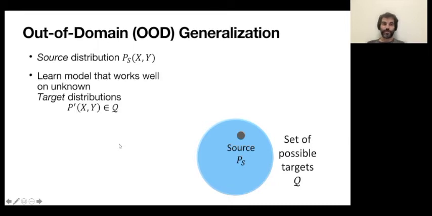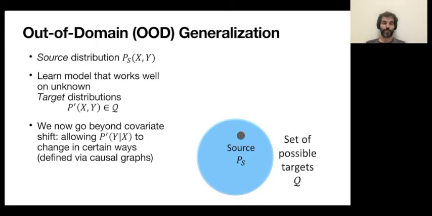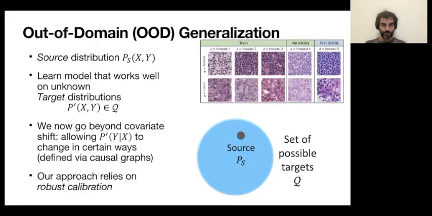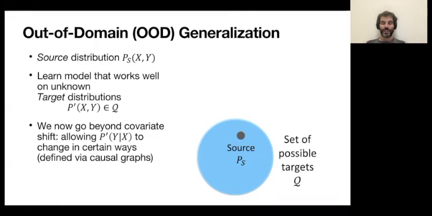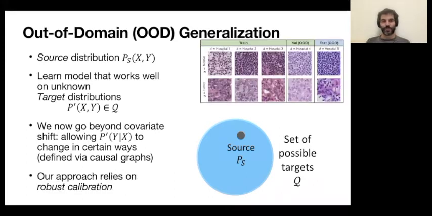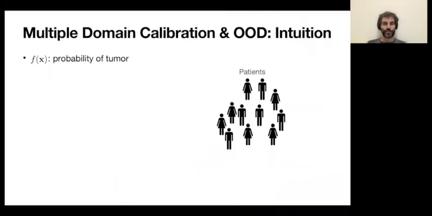So again, we have the source distribution. And again, we will have an a priori unknown target distribution, P prime of XY. So again, we're not assuming we know how it will change, but we will not allow it to change arbitrarily. We will only allow a certain type of change. And the way we define what changes are allowed is through the language of causal graphs. And what we show is that something called robust calibration is a way to go for these kinds of changes.